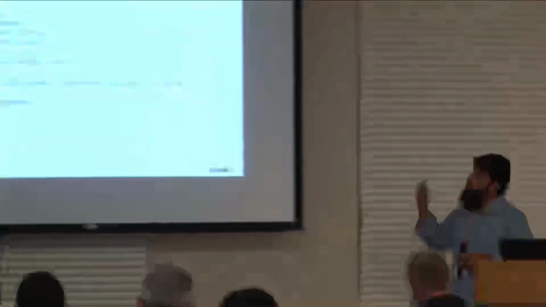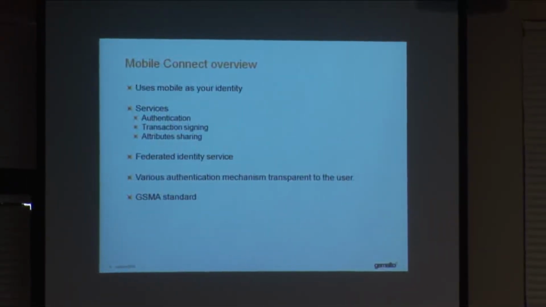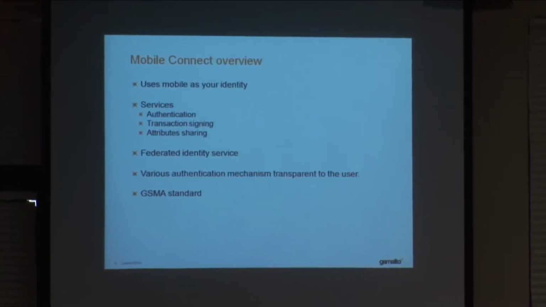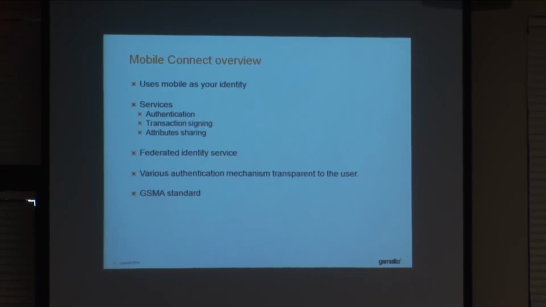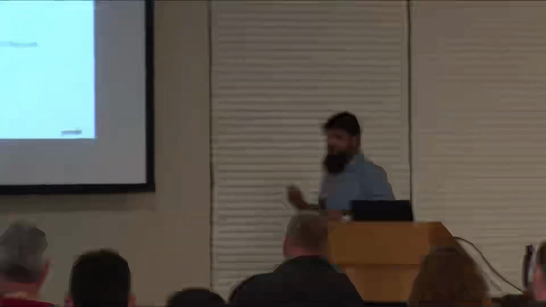Now Mobile Connect uses your mobile as your identity. It provides authentication by matching you with your mobile. So using this, you can easily log on to websites without the need of remembering usernames and passwords. It provides transaction signing, so when you transfer money from your bank, you can use that. And it provides attribute sharing. Attribute sharing here is your data: your email address, your phone number, your home address. So it provides user control. The user has to consent to give out that information to service providers.